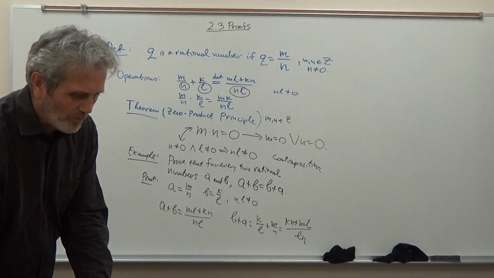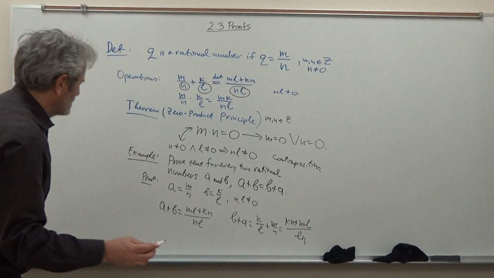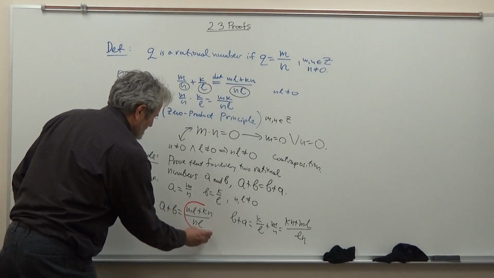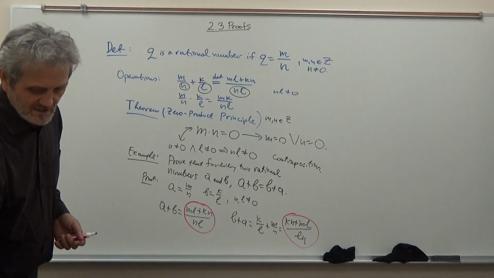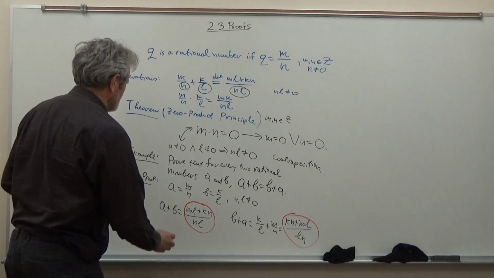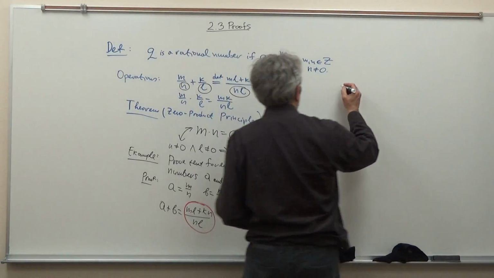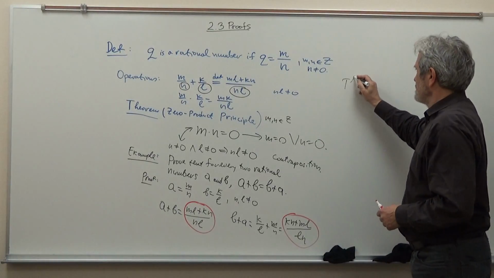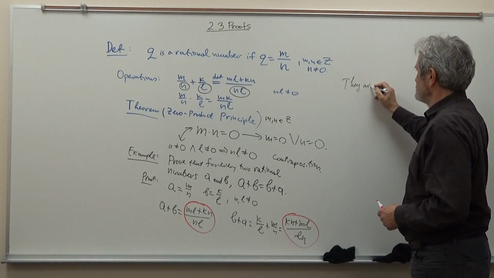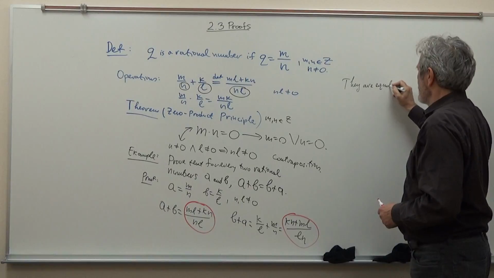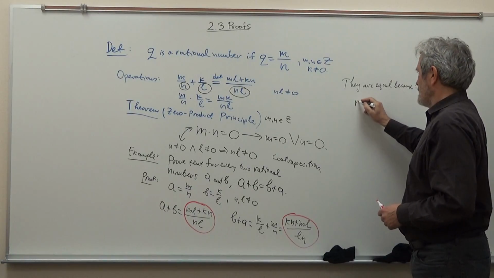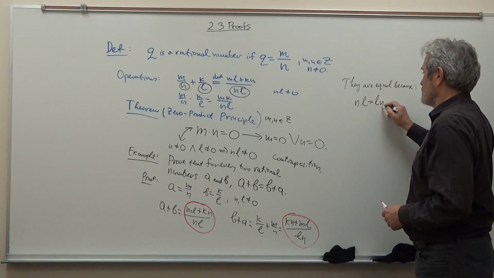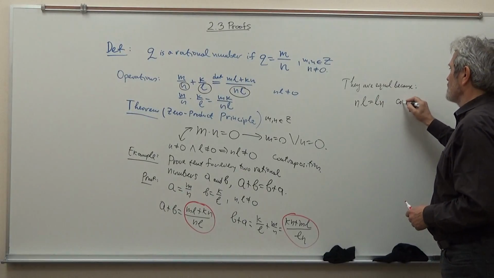So I open both things according to the definition, and my question is, are these two things equal? And the answer is yes, they are equal. Let's squeeze in here the last sentence. They are equal because nl equals ln, because this is the commutative law for integers.